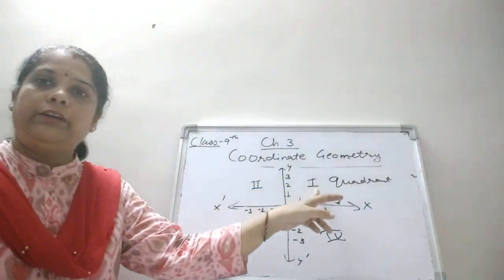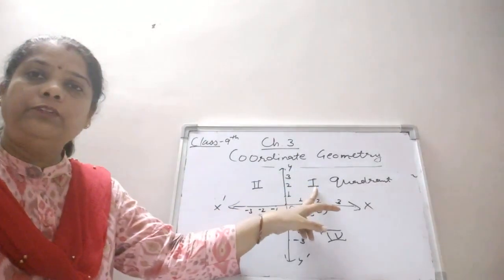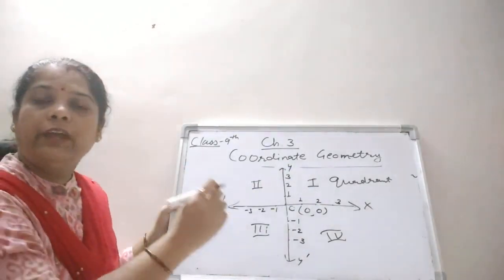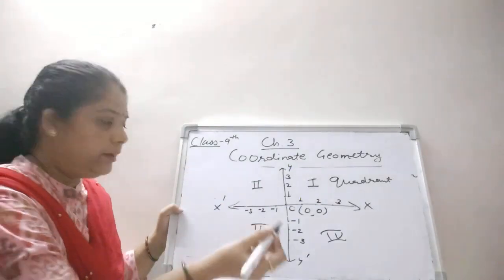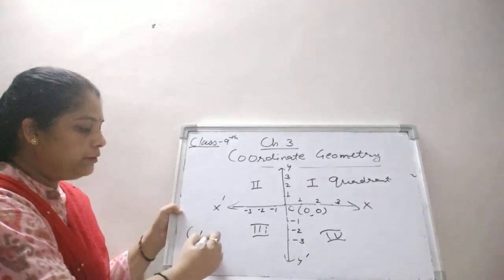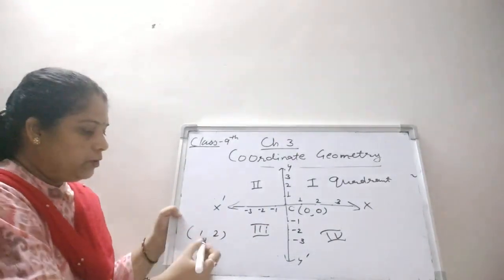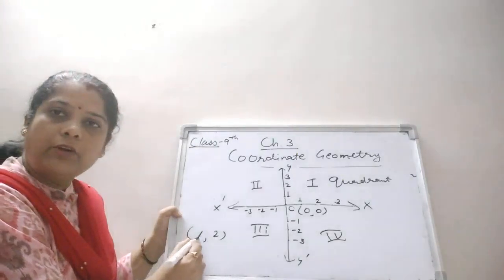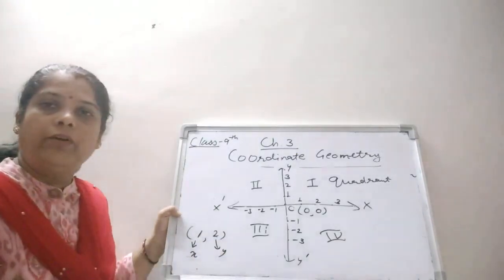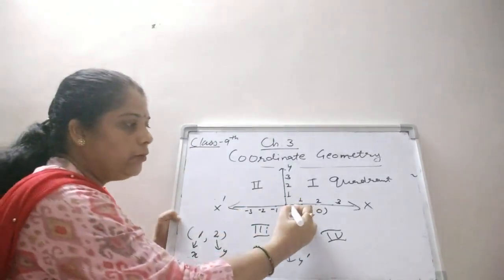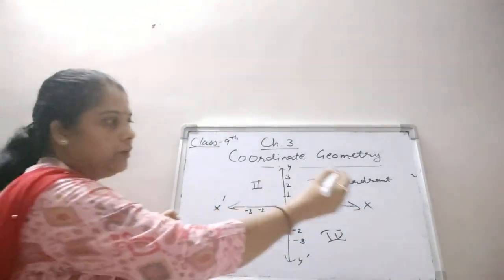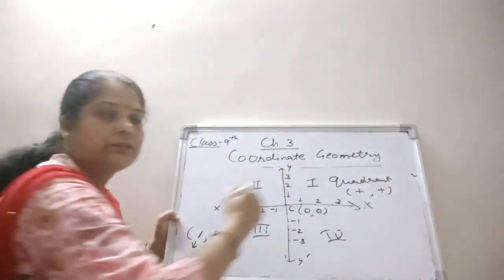Now the next point is the sign of the quadrants. The sign of the first quadrant will be plus plus. Why is it plus plus? Because when we write numbers as an ordered pair, like 0, 0, this is an ordered pair. When we write the numbers in an ordered pair, like 1 and 2, this 1 shows the x coordinate and this 2 shows the y coordinate. So we will see the x axis positive, and y axis positive. So the sign of the first quadrant is plus plus.